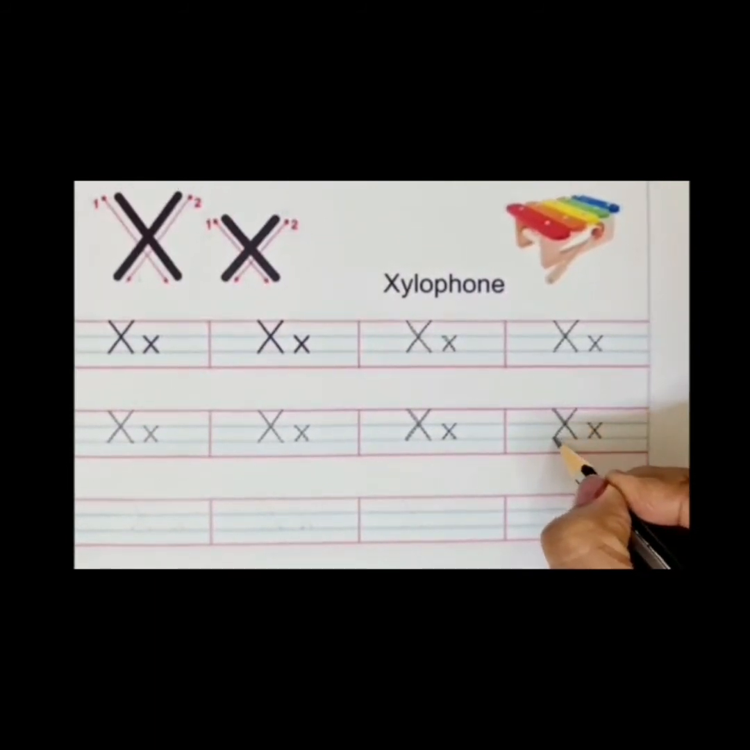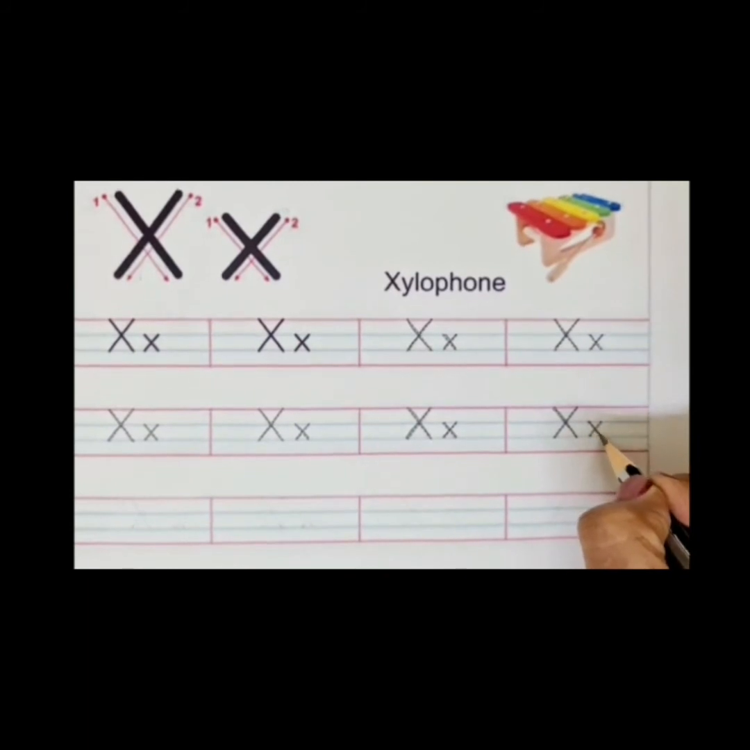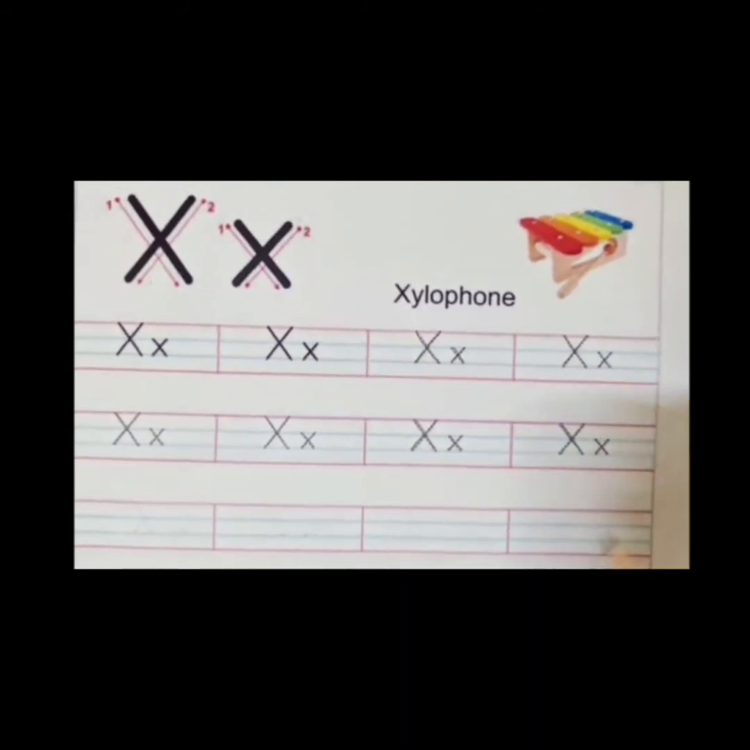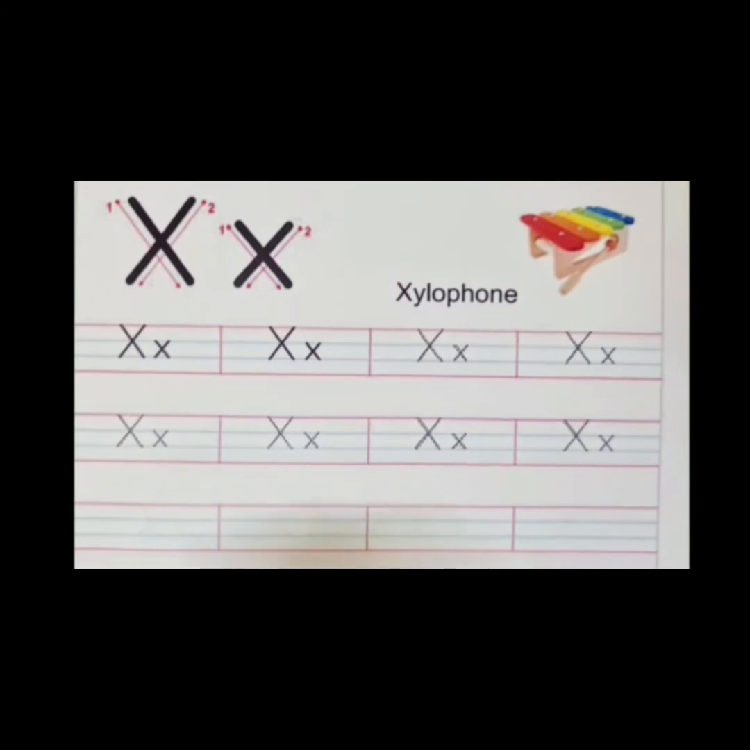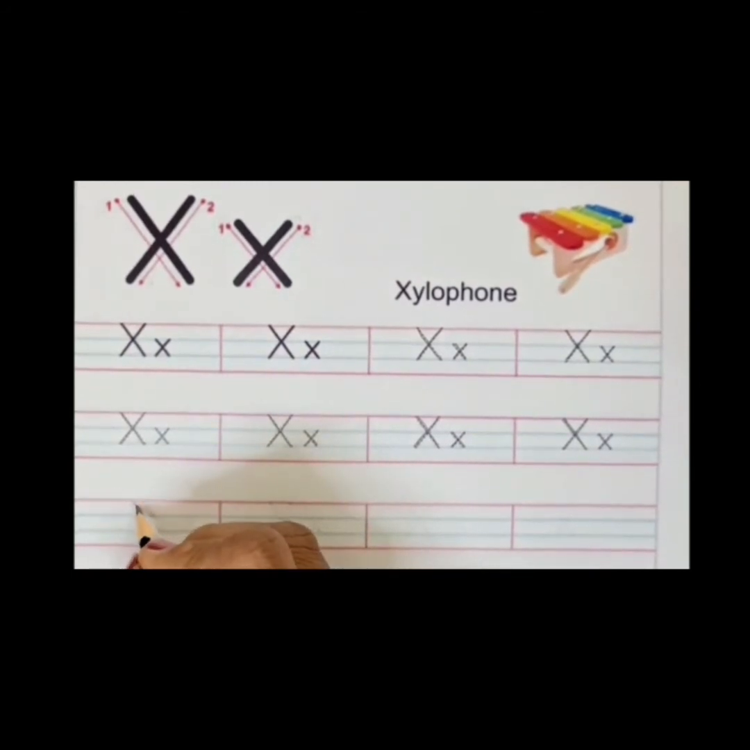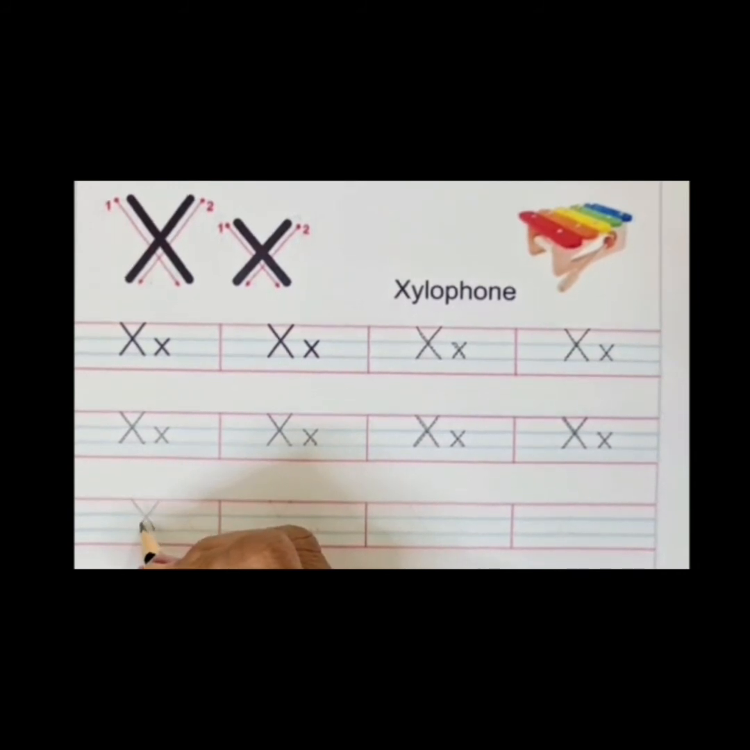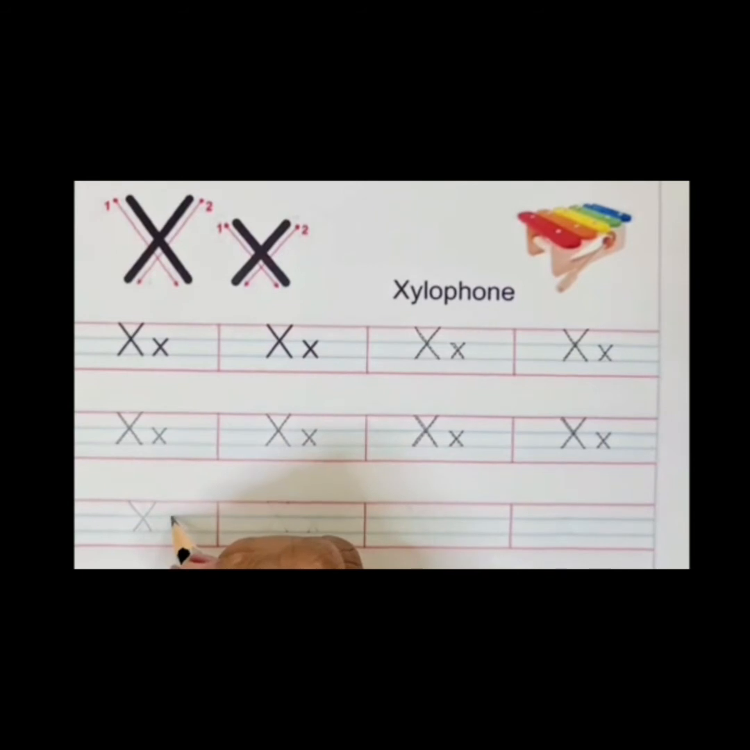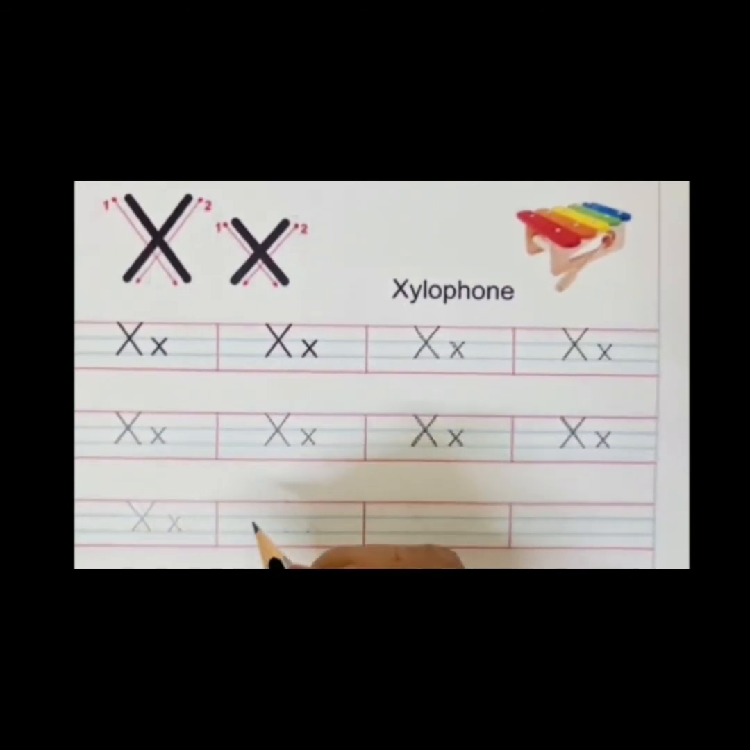Capital X, small x. Now we will write without the dots. So start from the red line, slanting line to second blue line. Now opposite slanting line which will cut the first slanting line on the first blue line to the second blue line. Capital X and small x between the blue lines.